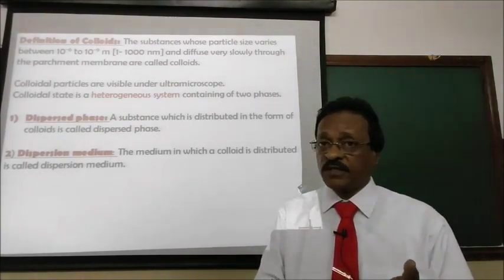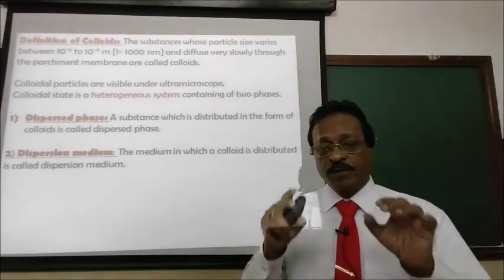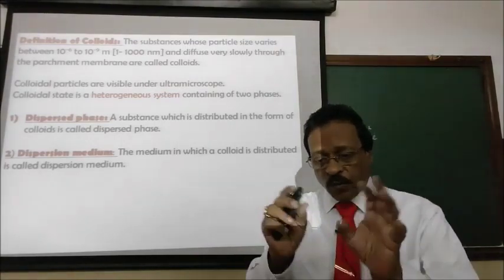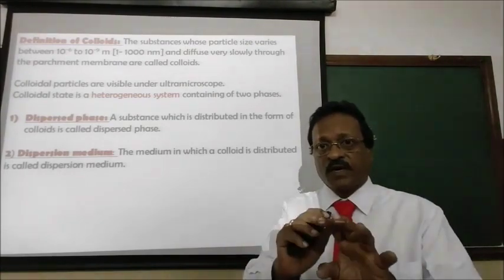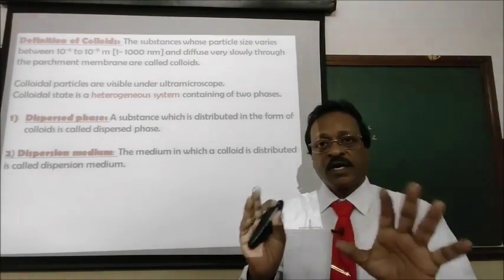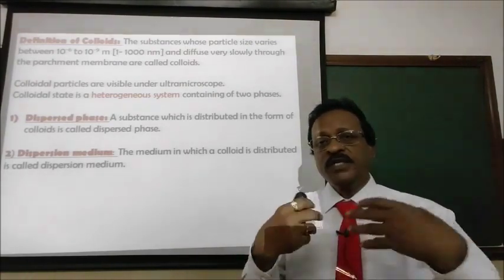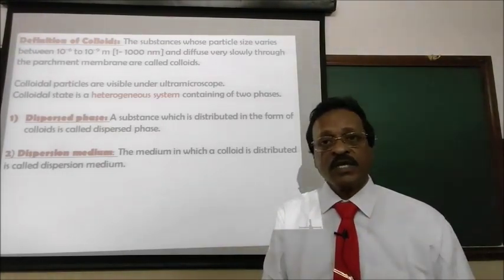I repeat, dispersed phase means any substance, whether solid, liquid or gas, whose particle size is in the colloidal range, 10 power minus 6 to minus 9 meter. They are called colloids. But the medium in which these particles are distributed is called the dispersion medium.